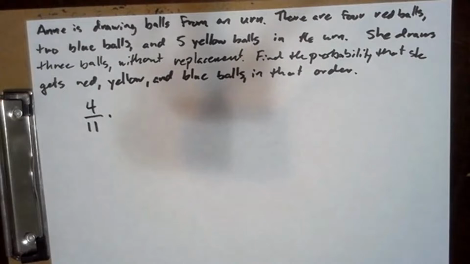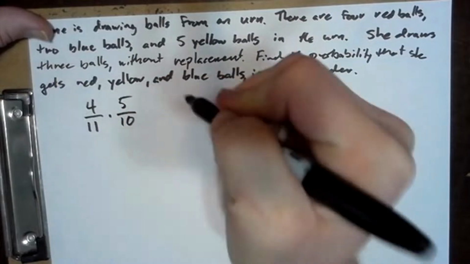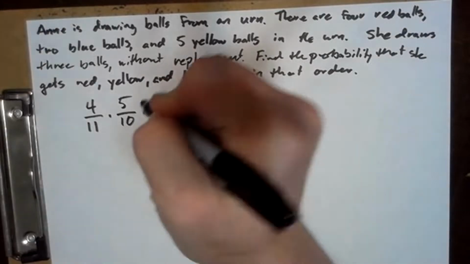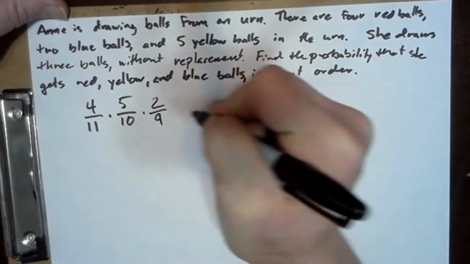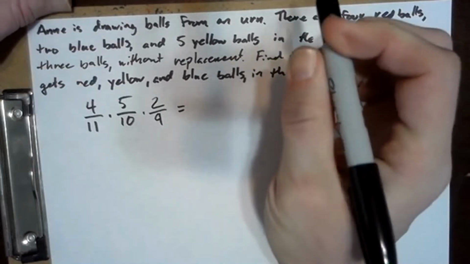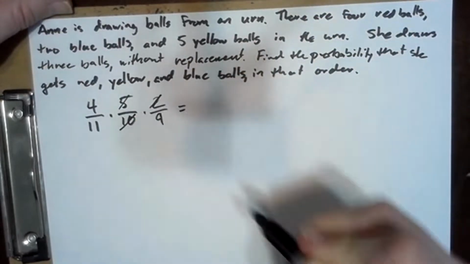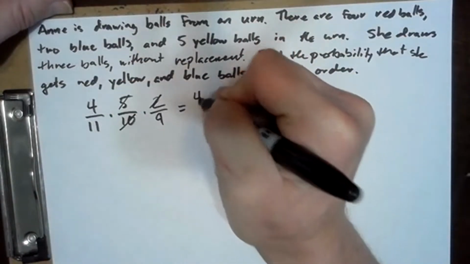Times the probability that the second ball she chooses is yellow is 5 out of 10, or 1/2. But we'll write it as 5 out of 10 for the moment. And then the probability that she chooses a blue ball third is 2 out of 9. Okay, now we can simplify this a little bit. Get rid of that, and that, and that. We're left with 4 out of 99.